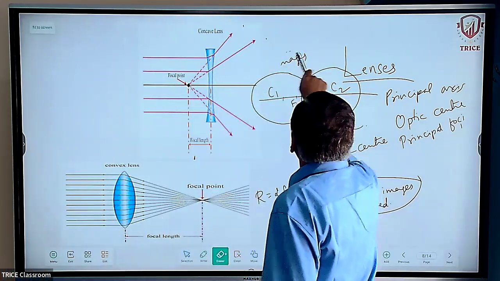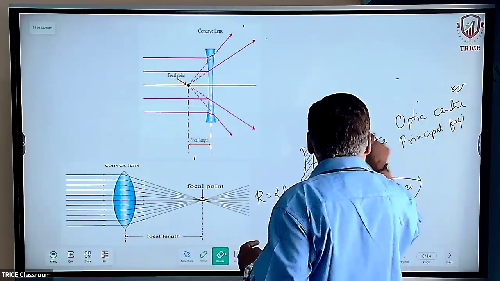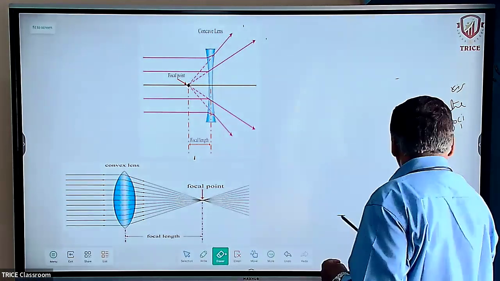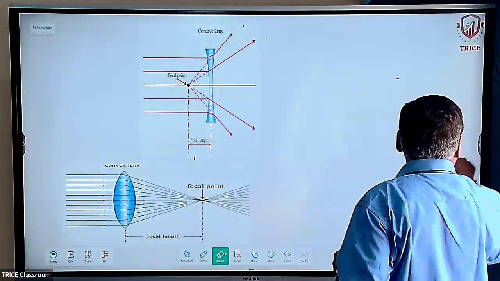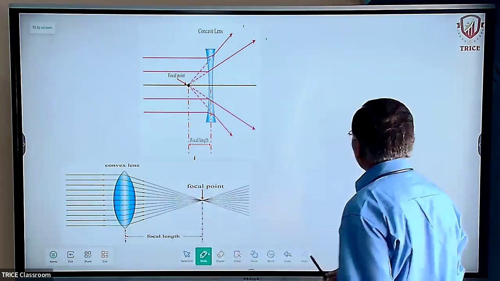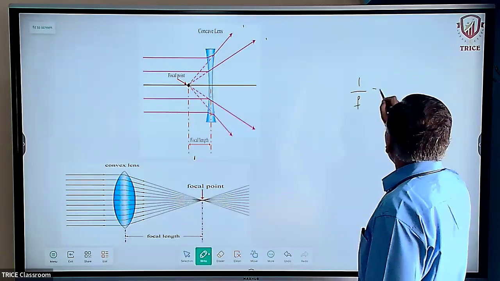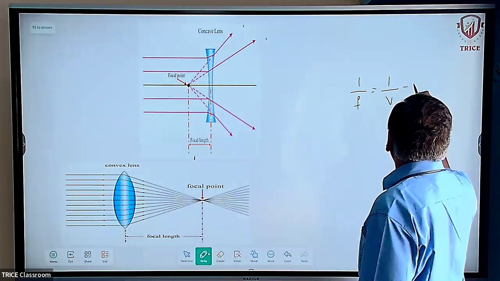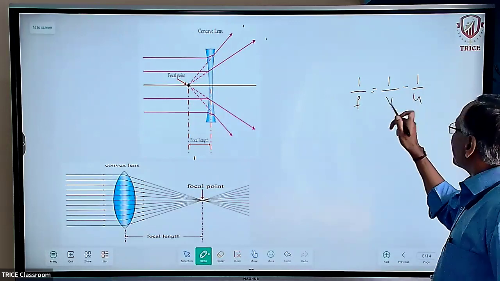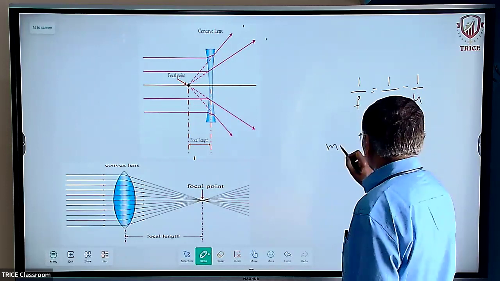Now, there is a lens formula for calculating the image distance, object distance, or you can calculate the focal length. It is 1 by f is equal to 1 by v minus 1 by u. In the case of mirrors, it was plus. Here it is minus. And magnification.